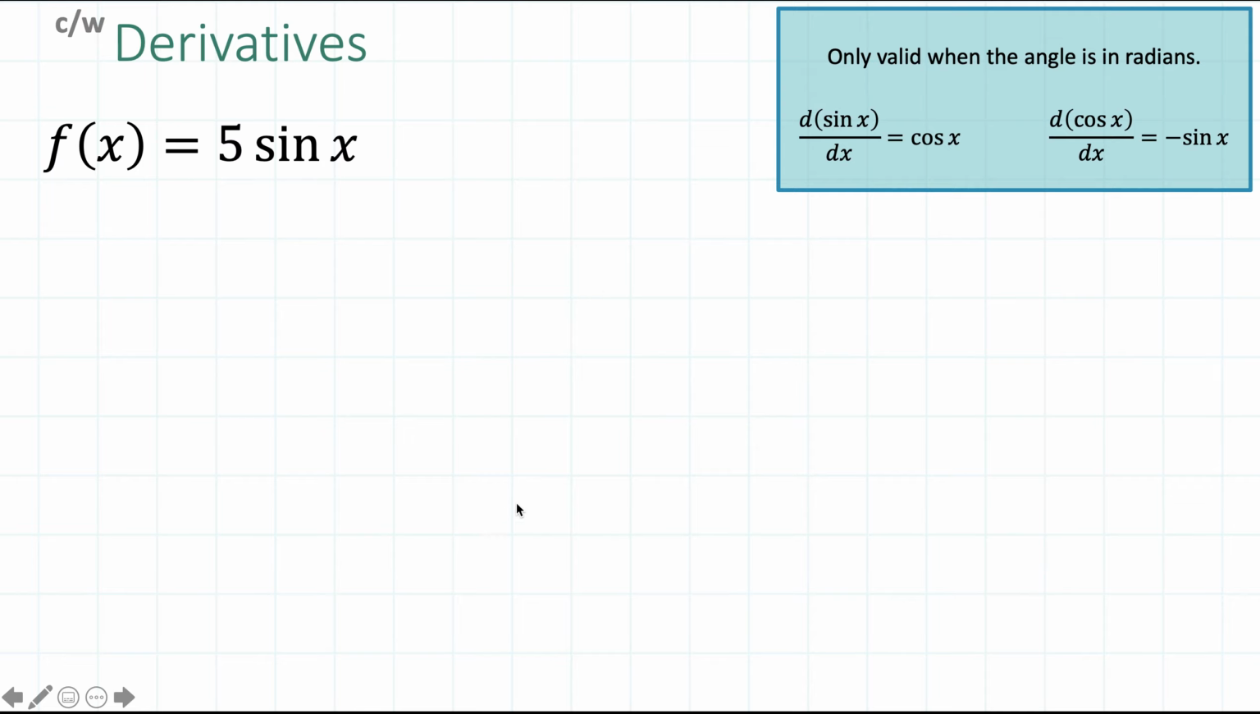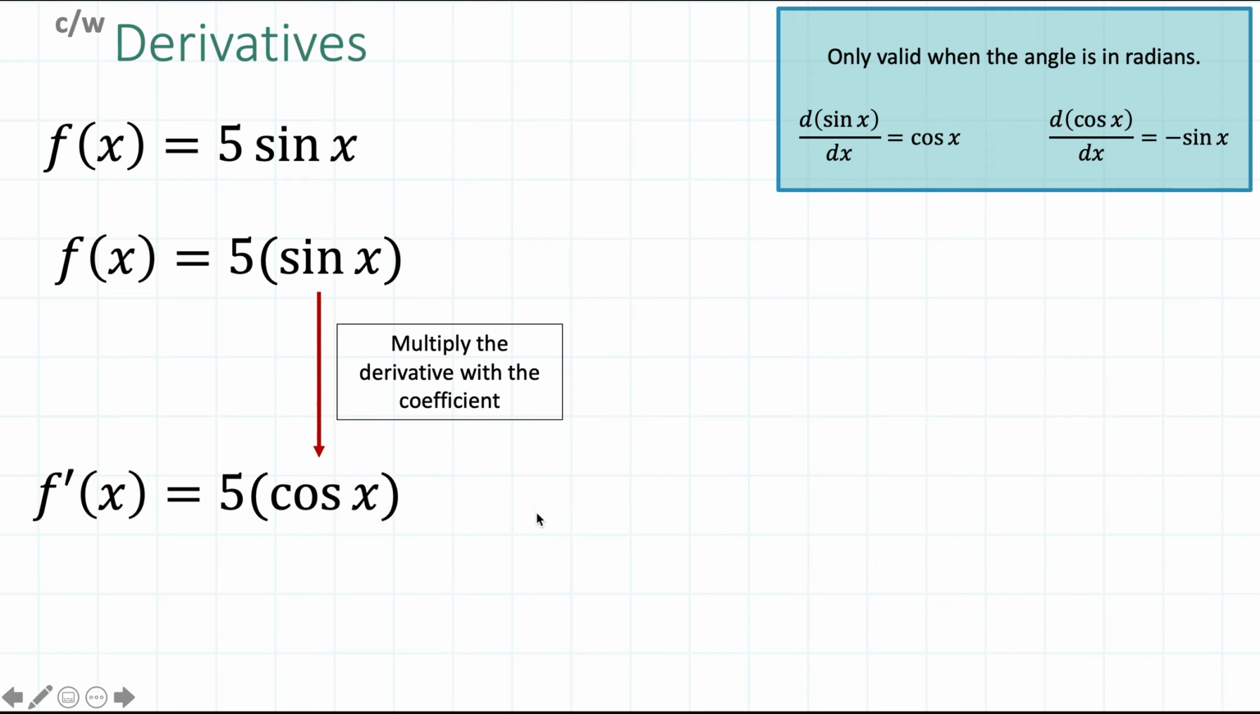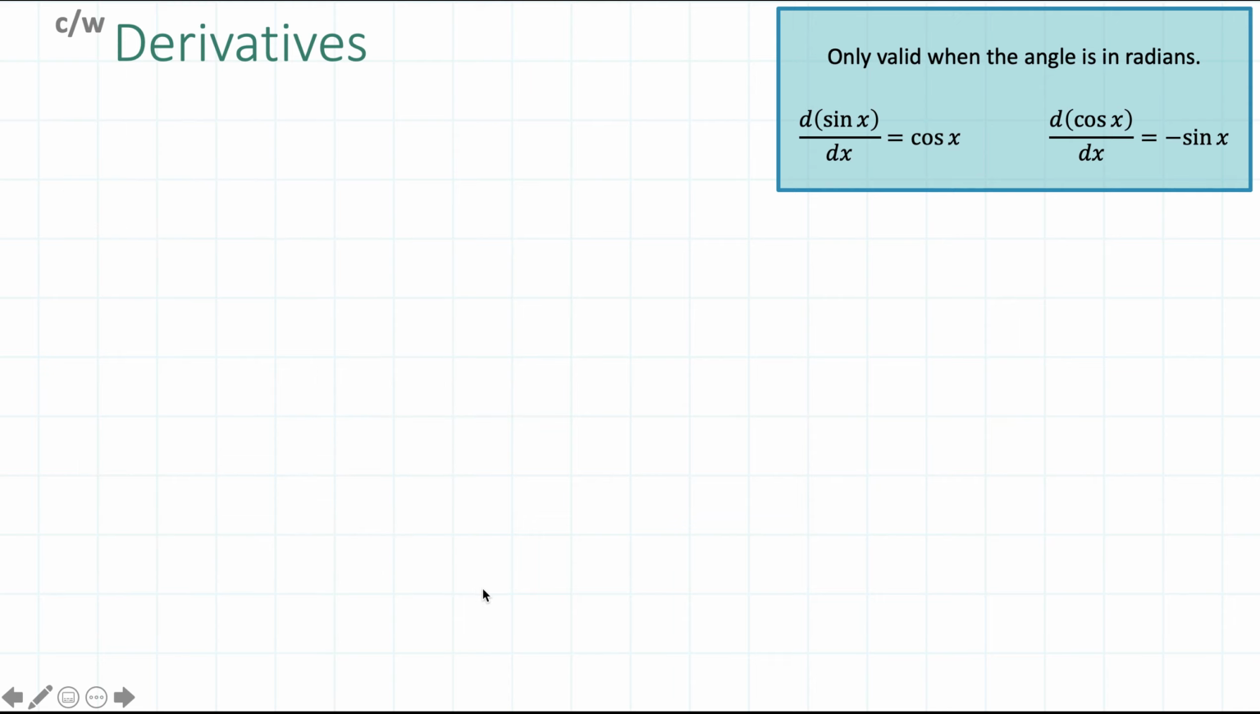So if I have 5 sine of x, I can split the 5 off as a coefficient. That's something we've done before with exponentials and logs. And then I'm just going to derive the sine x. So that's going to be cos of x. And then I'll multiply the derivative with the coefficient. So that's 5 cos of x. And then I'll just remove the brackets. So you can easily move from the first line to the last line. Just keep the 5 on the side and then differentiate the sine x to a cos x.